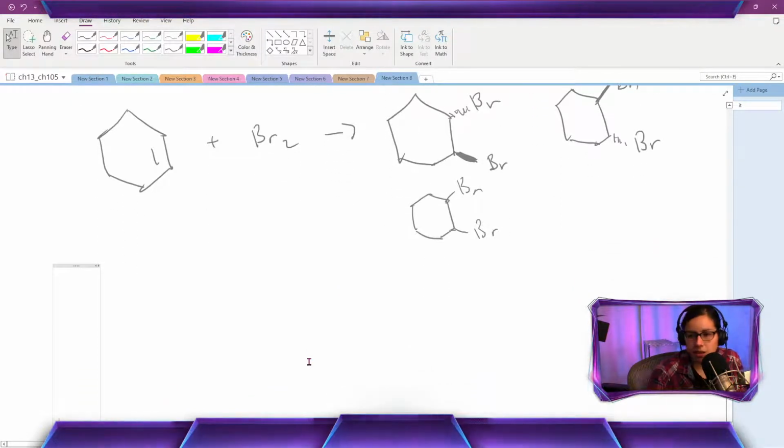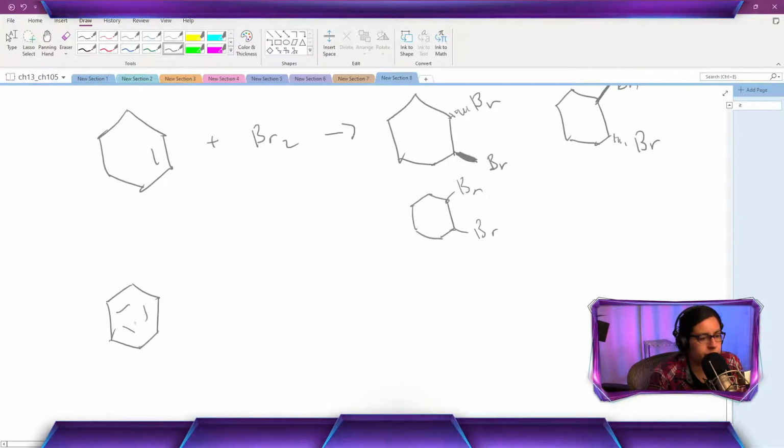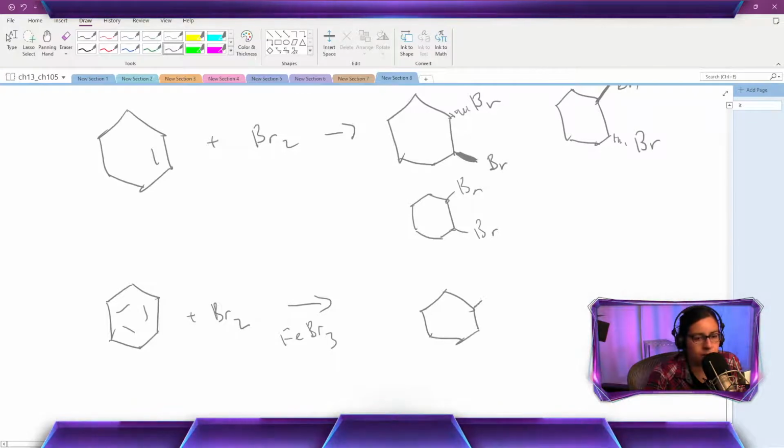Then kind of our last example. If we have an aromatic system, we add bromine to it in the presence of iron tribromide. What do we get? We just get this singly substituted bromobenzene plus HBr as our byproduct.